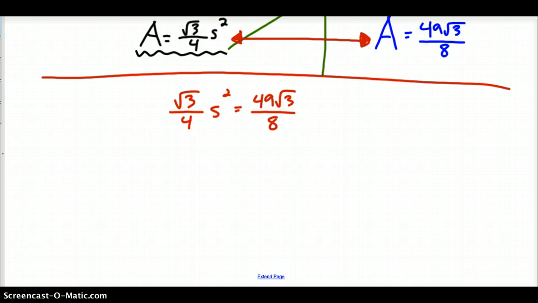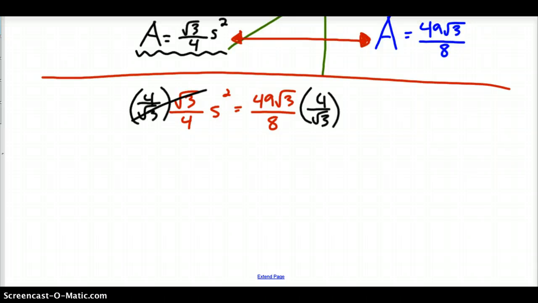Okay, and now I'm trying to isolate s squared. So it looks like I have to multiply by the reciprocal of this fraction, 4 over radical 3. I'll do that to each side. I know that these are going to multiply to 1, so those will reduce. Radical 3 over radical 3 will divide to 1, and this will reduce to 1 over 2. And so basically what I end up with is that s squared is equal to 49 over 2.